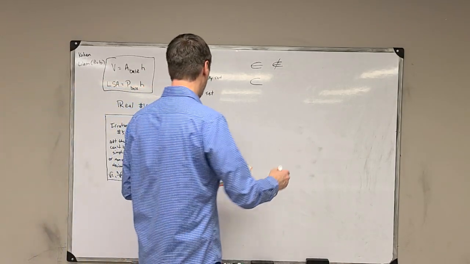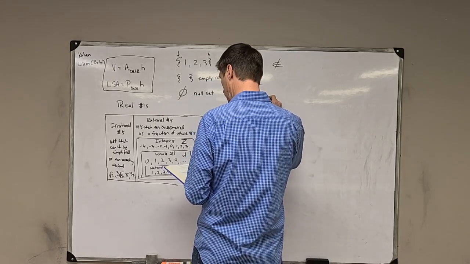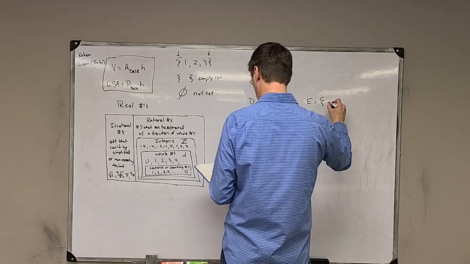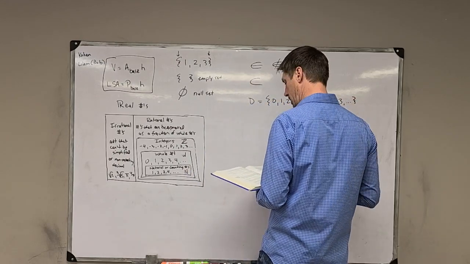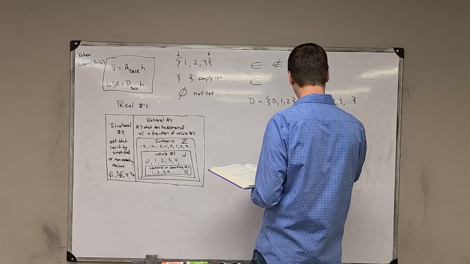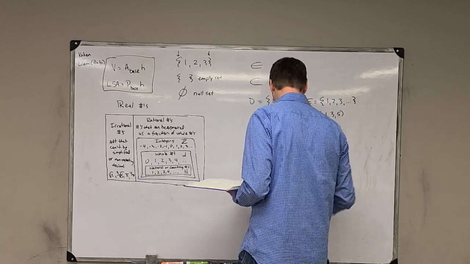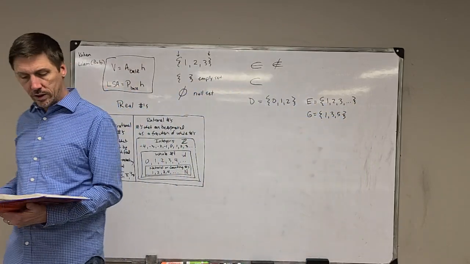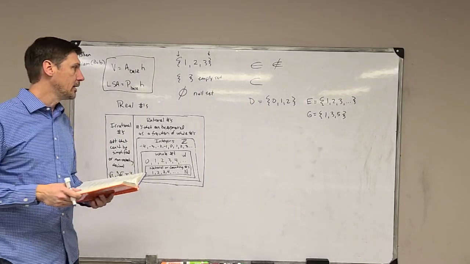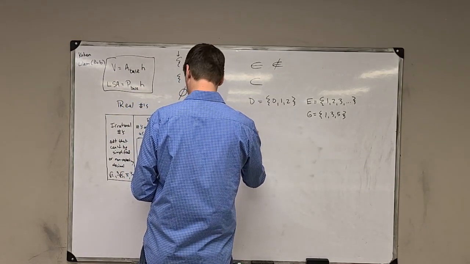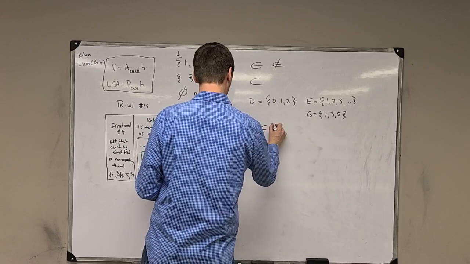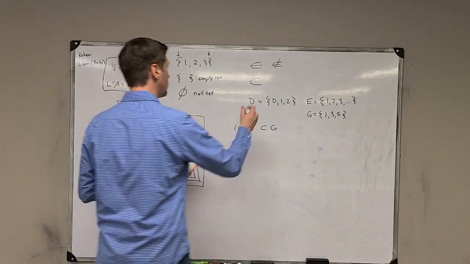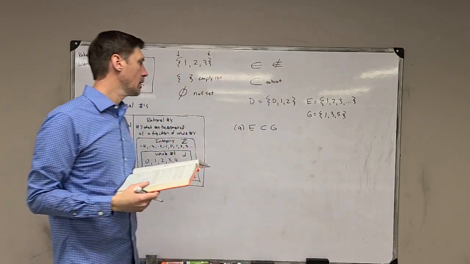So if we're given a set like in example 61.1, we have these sets here. D equals {0, 1, 2}. And then E equals {1, 2, 3, ...}. And then G equals {1, 3, 5}. It should have been a curly brace. So what the problem says to do is tell which of the following assertions are true and which are false and why. The first one that they give us is E is a subset of G. Is E a subset of G? So this means subset.